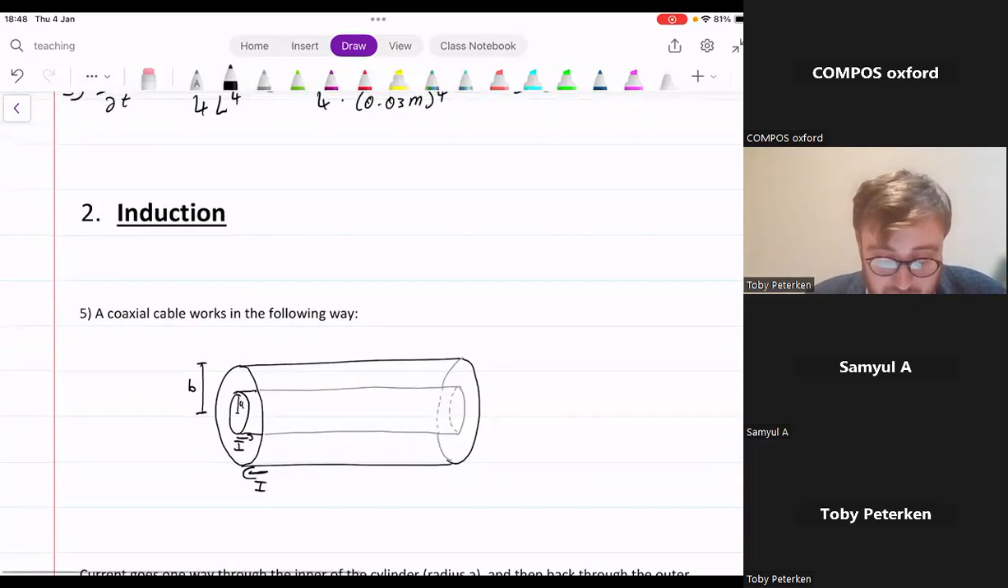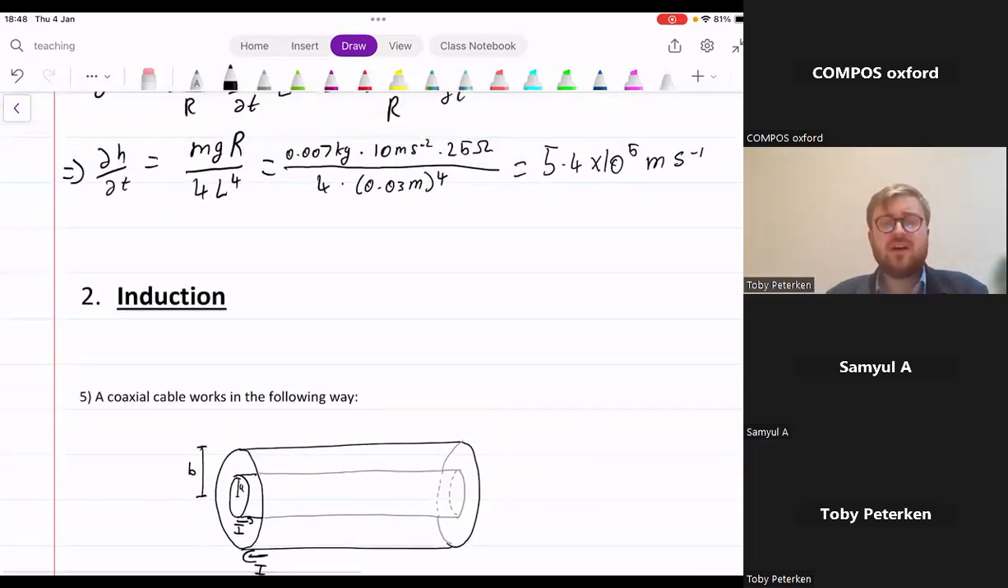Okay, are there any questions about Lenz's law or anything like that?